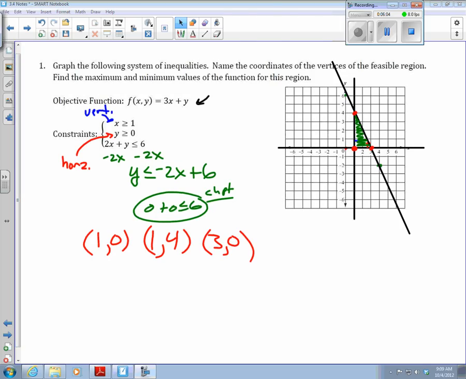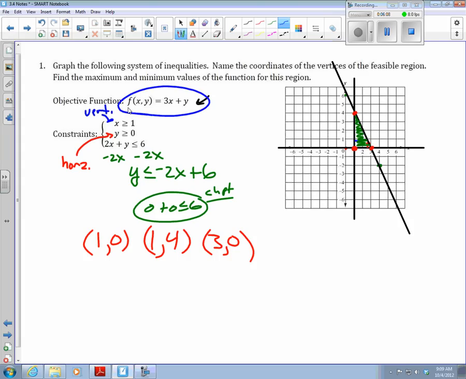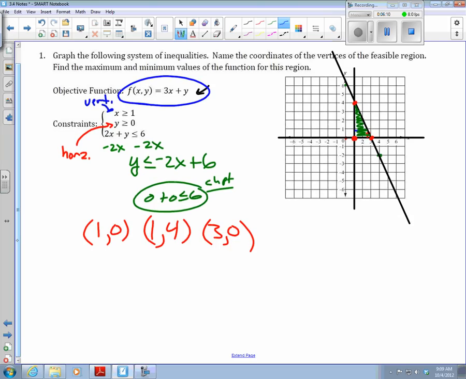Now, once we find our vertices, we plug them into this objective function. I call it the minimum maximum function because that's really what you're looking for. We're going to take f of x, comma y, which equals 3x plus y, and plug these 3 vertices in there.